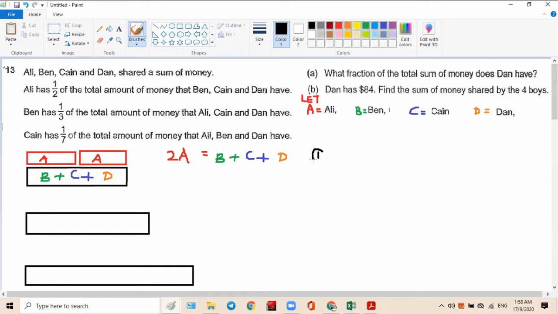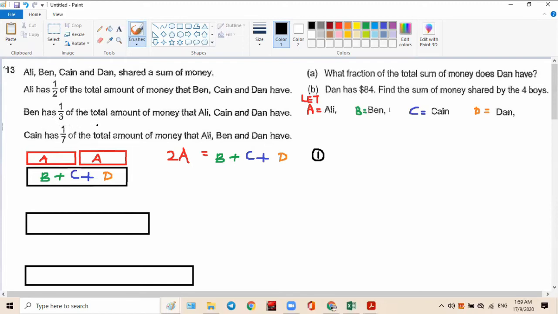Okay, so keep in mind all these statement numbers will be very useful for you to have a logical sequence of the events that unfold. Okay, so as for the second statement, we have covered the first statement where Ali has half the total amount of money that Ben, Cain, and Dan have. Because of that, Ali has to have 2 boxes in order to be equivalent to the money that Ben, Cain, and Dan have. Okay, comes the second statement.